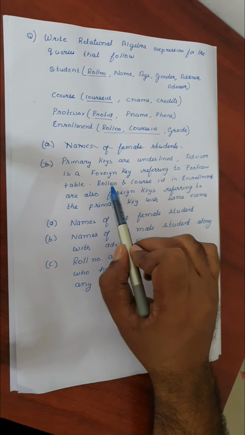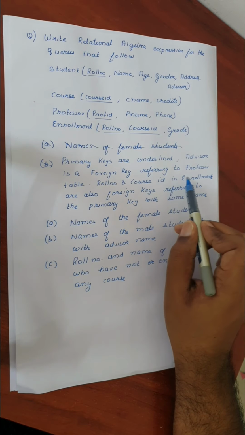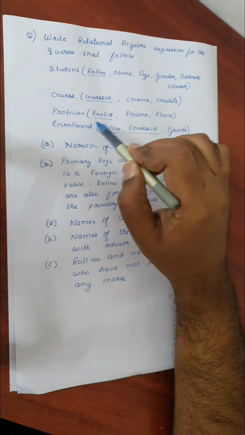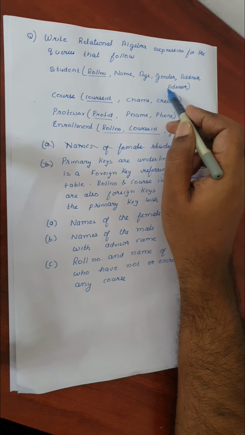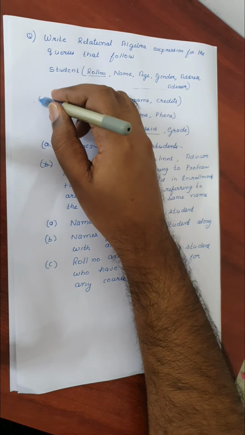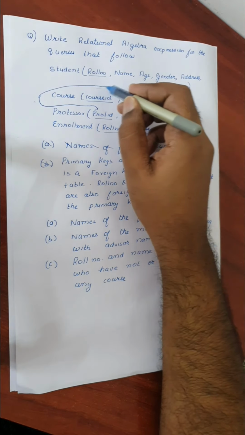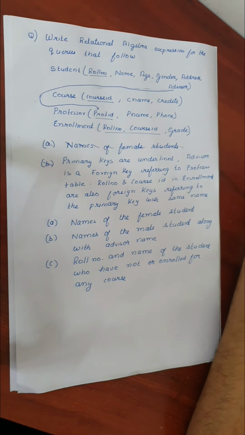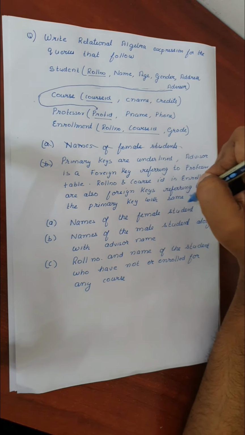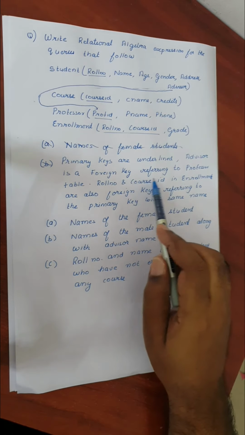The advisor is a foreign key, referring to the professor table. This advisor is actually referring to the professor ID. That's the meaning. This advisor is pointing to the professor ID, a foreign key referring to the primary key with the same name. So the advisor is a foreign key referring to the professor table.